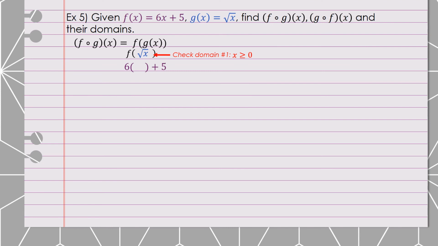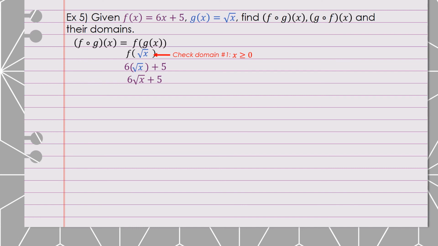Inside the parentheses, we plug in the square root of x. From here, we follow GEMS, but we have no grouping, no exponents. We do have multiplication because the 6 is touching the parenthesis, and so 6 times square root x, well, can that be multiplied? Yes. The 6 will remain on the outside, the x will remain under the radical, and so we have 6 square root x plus 5.